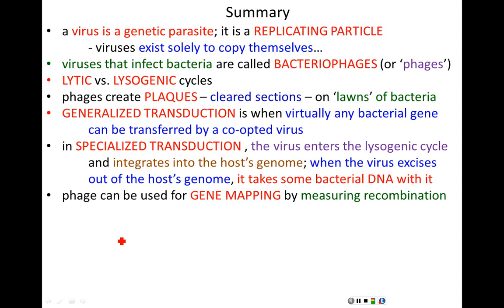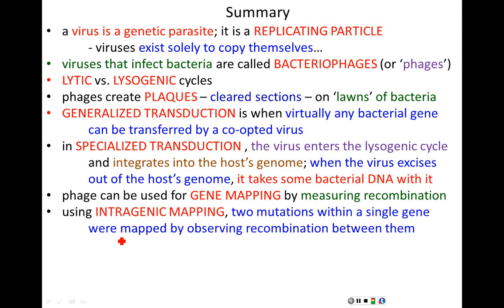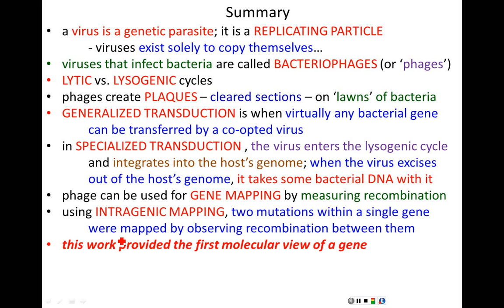We talked quite a bit about how phage can be used for gene mapping, how we can spot and measure recombination between different phages. We talked about Benzer's experiment with the intragenic mapping. Looking at 2 mutations within a single gene, Benzer was able to spot and measure recombination between those 2 mutations, thus proving that the single gene was not the fundamental unit of DNA. Benzer's work provided the first molecular view of what had previously just been a genetic and inheritance field.